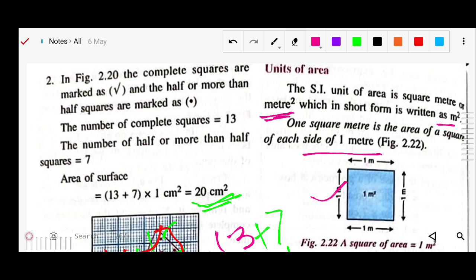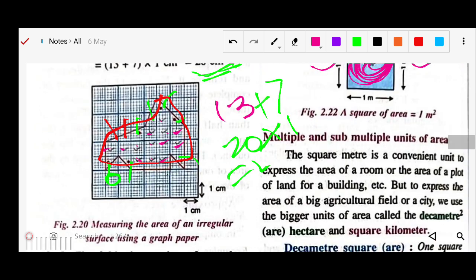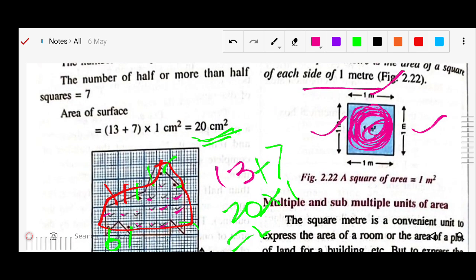So 1 meter long and 1 meter wide, as you can see, L into B, that is the area, so that is of 1 meter long and 1 meter wide. Whatever area is enclosed over there is 1 meter square, right? Whatever region is enclosed by this dimension, or this shape, that is called area. The area of this square is 1 meter square.